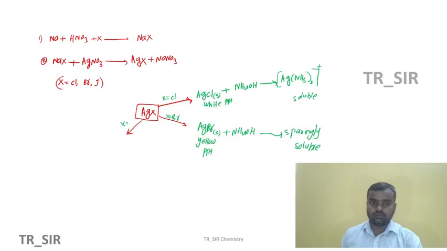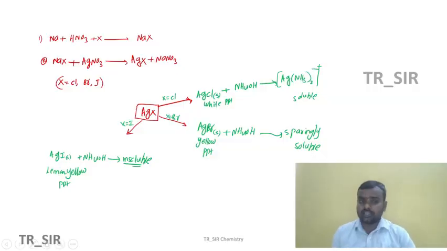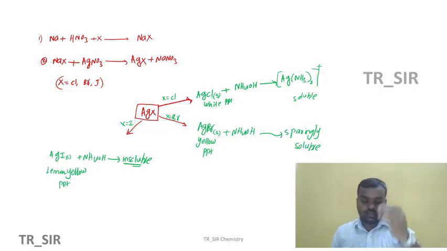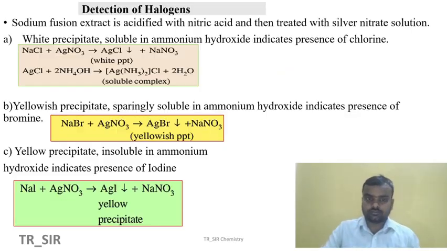Suppose X is iodine. Then AgI will form. It is a lemon yellow precipitate. When you treat it with ammonium hydroxide, it will be insoluble. That confirms iodine. So one is iodine, one is bromine, and the other is chlorine. That's how we have to do the halogen test.